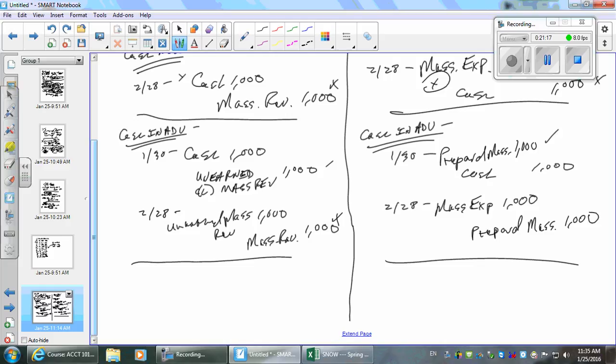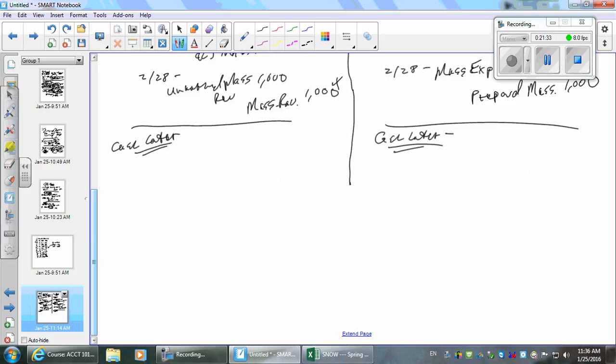What's the other possibility we could have? Cash later, paid later. Do that. All right, Dave. So now in February, the massages are done, huh? And it's not going to get paid until maybe March. So let's say it's going to get paid March 1st, okay? That's fine. Okay, what happens when the massages are done?